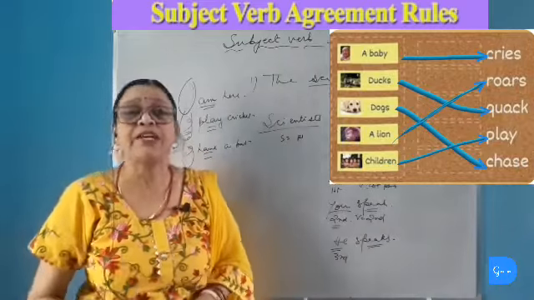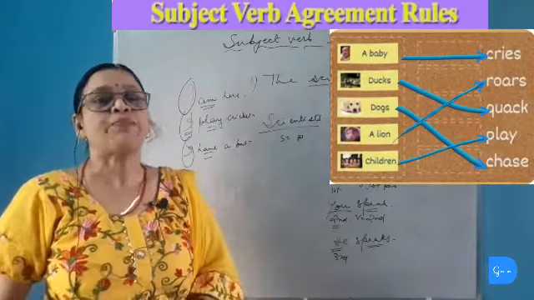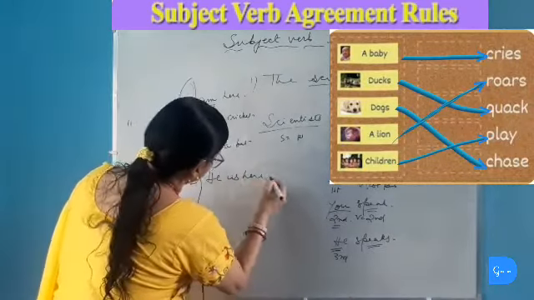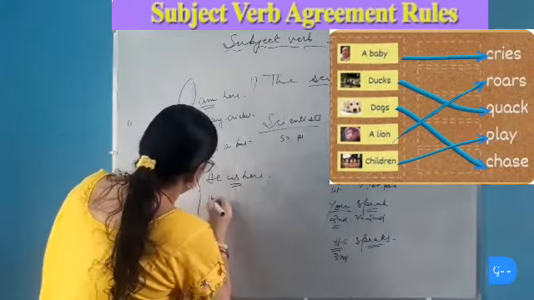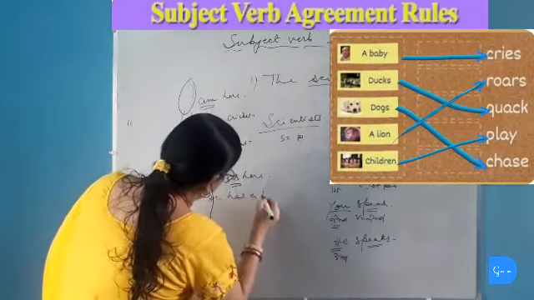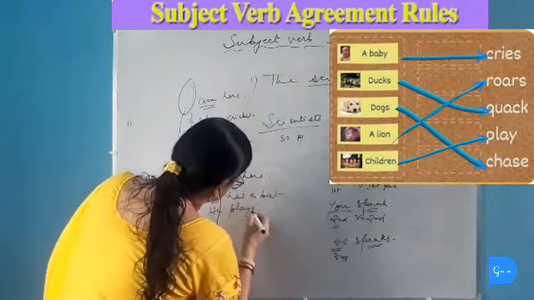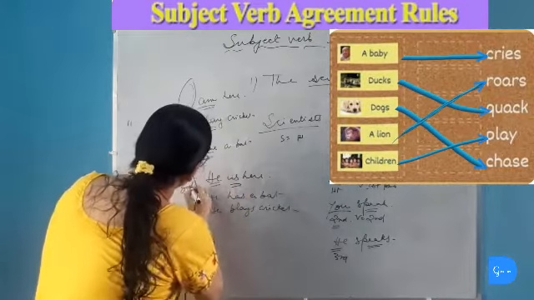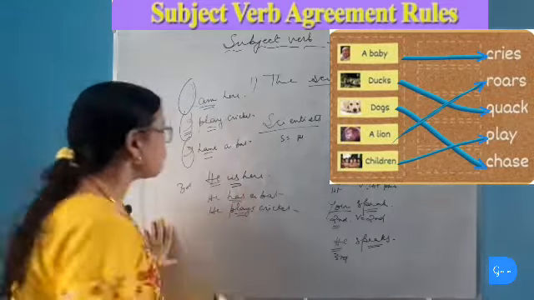Again, if the subject is of third person singular number, then the verb will also be of the third person singular number, like he is here. The verb is singular number as well as of the third person. He has a bat. He plays cricket. The subject is third person singular number, and so the verb is also third person singular number.